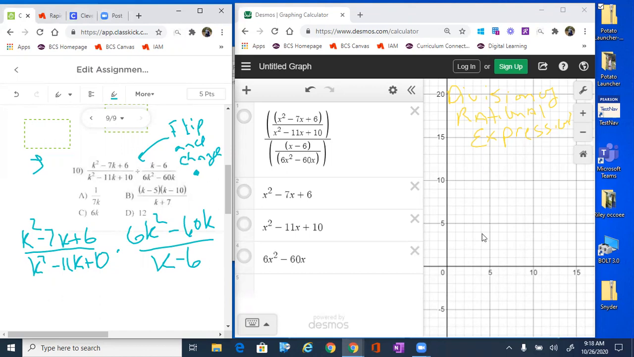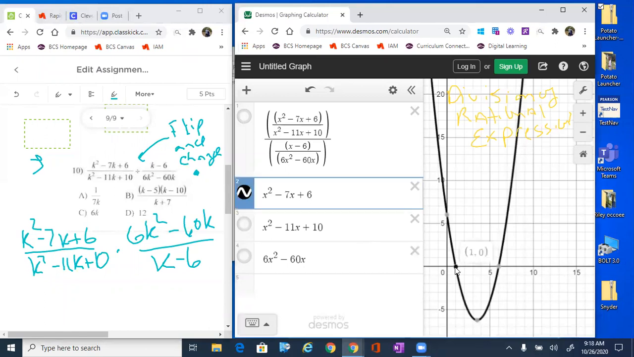Now, I went ahead and put some problems in here, and we're going to factor the k squared minus 7k plus 6. And remember, I'm going to go the easy route. Some people call it a cheat. I got 1 and 6. So remember, in Desmos, you do have to use x's. So I'm going to write k minus 1 and k minus 6 for the numerator of that one.